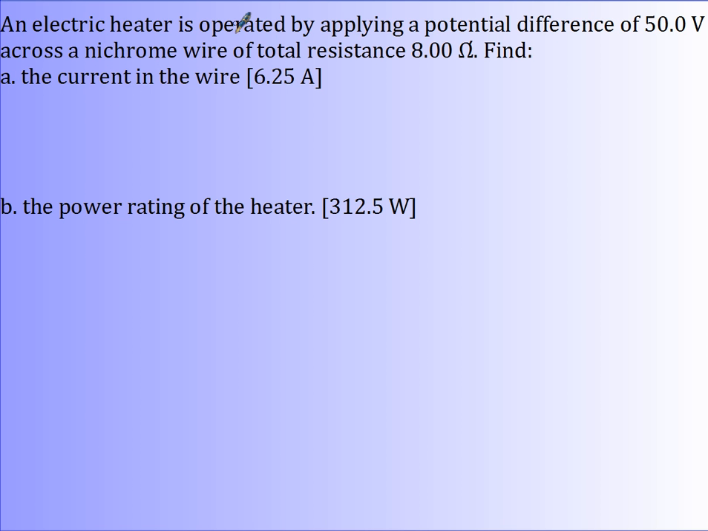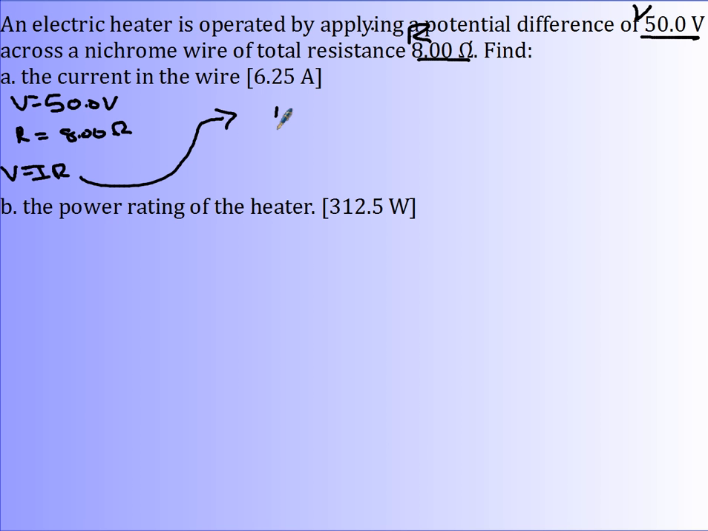Now, an electric heater is operated by applying a potential difference of 50 volts across a nichrome wire with a resistance of 8 ohms. Find the current. All right, this is clearly the voltage. And this is clearly the resistance. So V is 50 volts. R is 8 ohms. So V equals IR. So I is V divided by R, which is 50 divided by 8, or 6.25 amps.